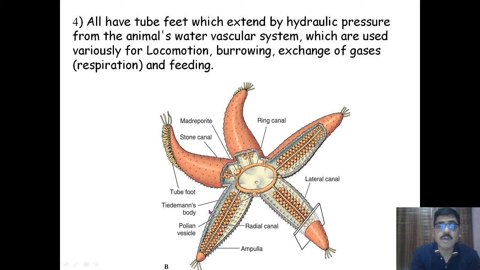All this comprises the water vascular system, and this water vascular system is meant for locomotion, exchange of gases, that is respiration, and for feeding purposes. So this is the characteristic feature of the Echinodermata. They have tube feet, and this forms the water vascular system, which is used for locomotion, exchange of gases, and for feeding purposes.